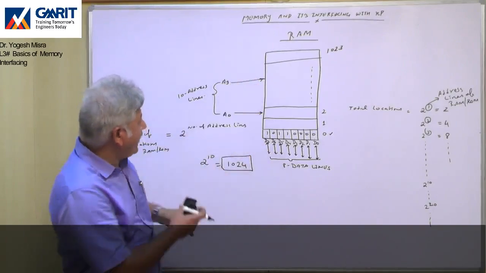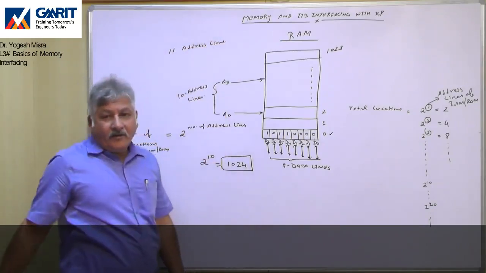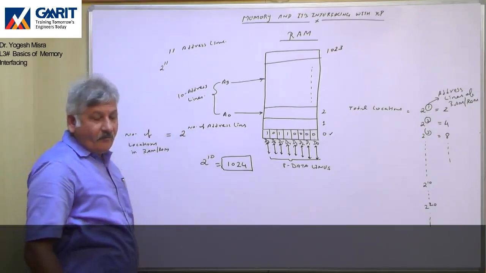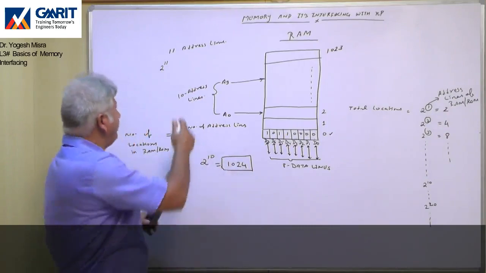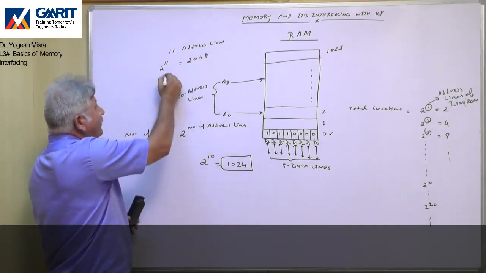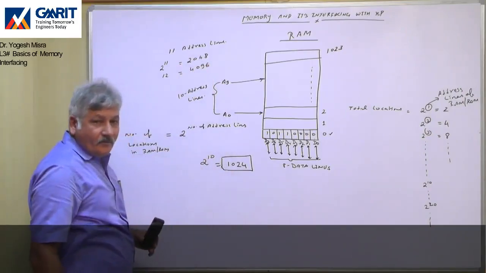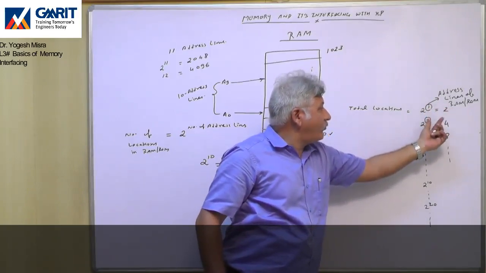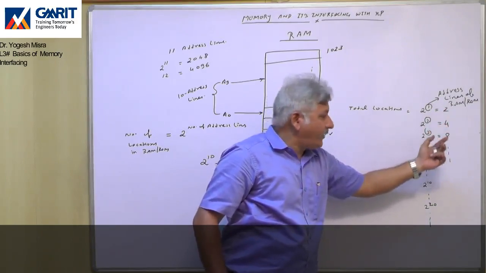Now suppose a RAM has, in place of 10, 11 address lines. Then in total how many locations will there be? 2 raised to the power 11. 2 raised to the power 10 is 1024, so 2 raised to the power 11 means double it, so it will be 2048. If the number of address lines is 12, then the locations will be double again, 4096. Right? If the address line is 1, the total location is 2. If the address line is 2, double this, 4. If the address line is 3, double this, 8, right, and in this way.